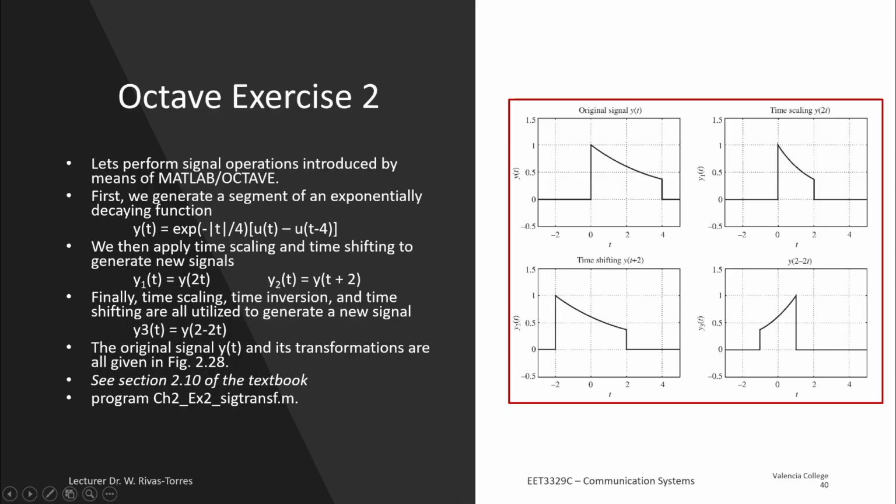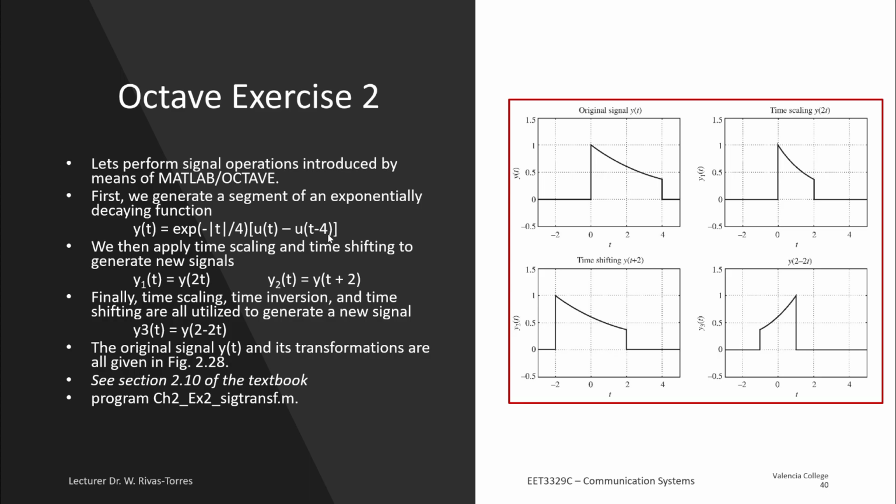We have another exercise, another Octave exercise. Let's say we want to take this function, which is the exponential of minus the absolute value of t over 4, and then we are going to subtract u of t minus u of t minus 4. Notice that when you do u of t minus u of t minus 4, I wonder what we get. Why don't we go ahead and do some of this in Octave.